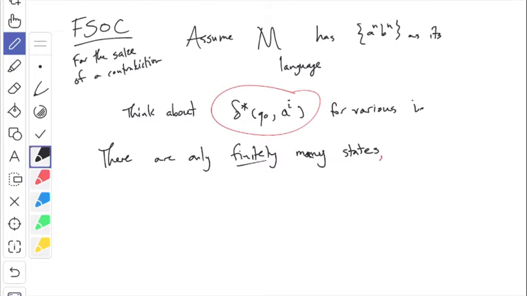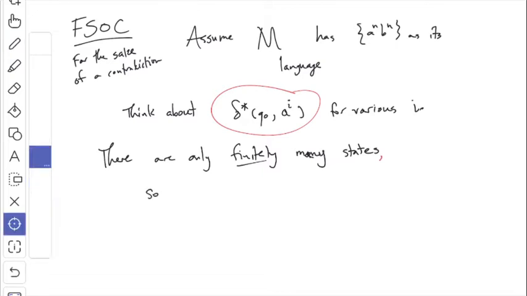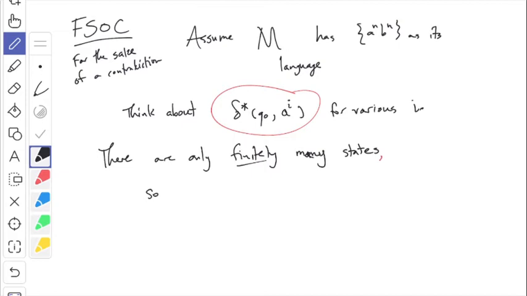So look at that red comma. There are only finitely many states, so eventually we'll get delta star of Q0 comma A^I equals delta star of Q0 comma A^J. There have to be two different powers of A that end up at the same state. That's because there's only finitely many, so you can't just get a new state every time. It has to repeat after a while, all right?